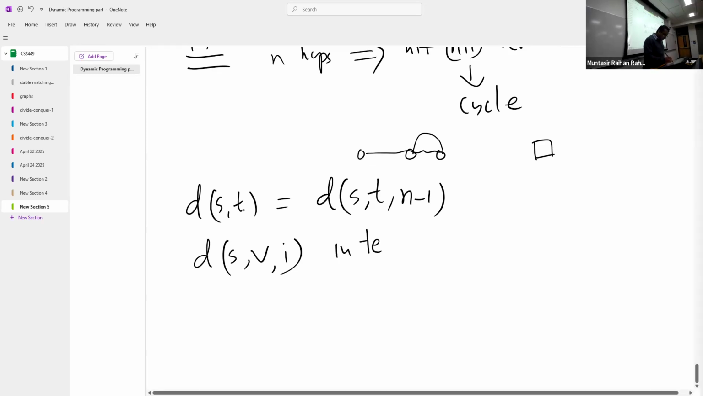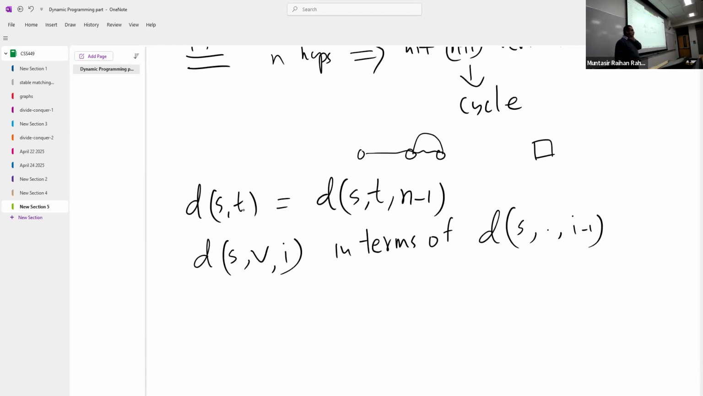in terms of D of S, any vertex, and i minus 1. Okay, so that's what I want to do recursively. I want to compute a path with at most i hops from S to any other vertex in terms of i minus 1 hops.